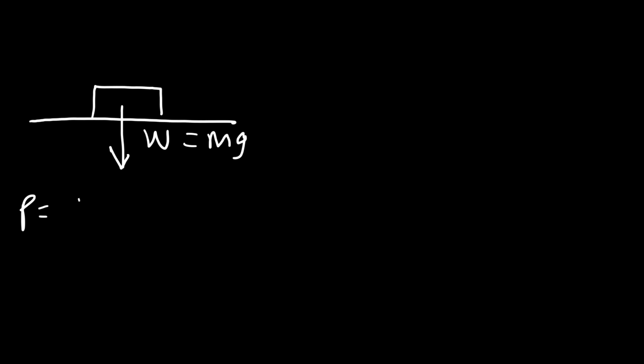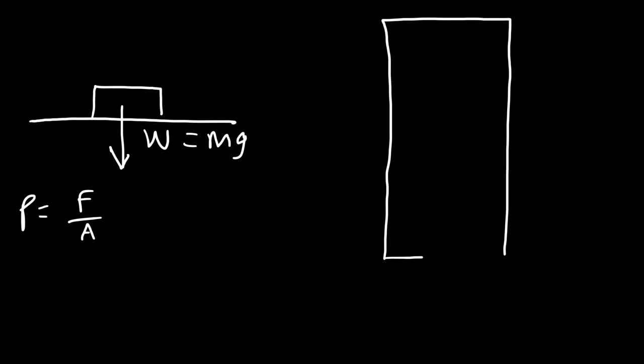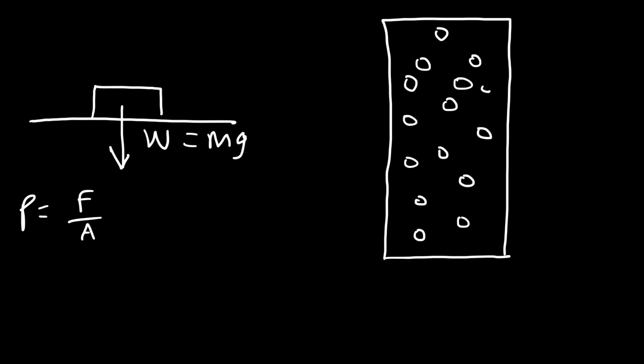And pressure is going to be force over area. So every type of object will exert a downward weight force, and if you divide it by the area, every object will exert a pressure. So let's say if we have a column of air. In this column of air, there's going to be molecules. And these molecules are bouncing all around, and they consist of matter, which means that all of these molecules exert a downward weight force. So the more molecules that you have, the more mass there will be present, and so the greater the weight force will be. So these molecules exert a weight force over a certain area, so therefore they exert a pressure.